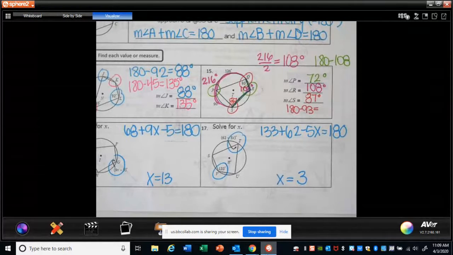So this was our lesson over inscribed angles and inscribed quadrilaterals. Remember, inscribed angles are always half of its arc measure, and then opposite angles in the inscribed quadrilaterals are always supplementary.